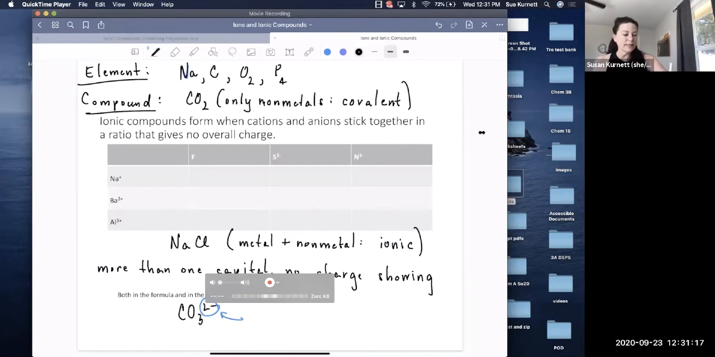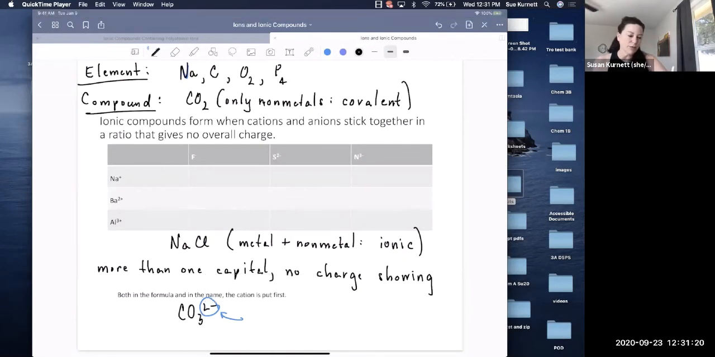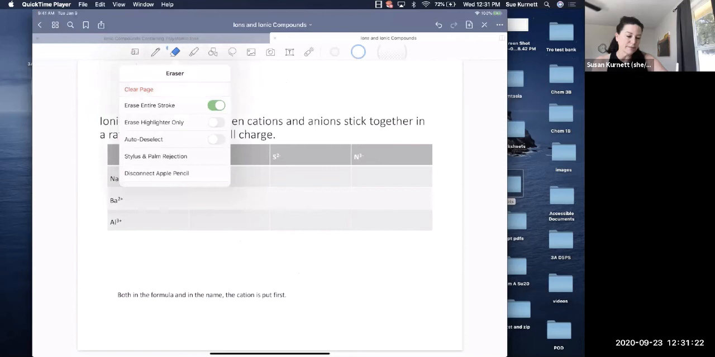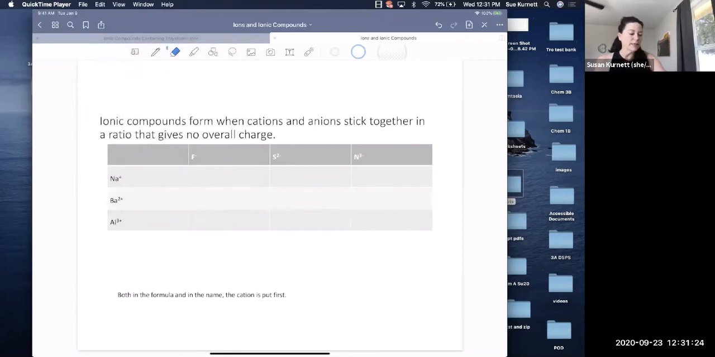Okay, and now we're ready to put together some ionic compounds, which is the goal of today. So I have used the periodic table to come up with the formula for sodium ion, barium ion, and aluminum ion, fluoride, sulfide, and nitride. So these are the ions that we're going to combine in a way that we have no charge left over, no charge showing.